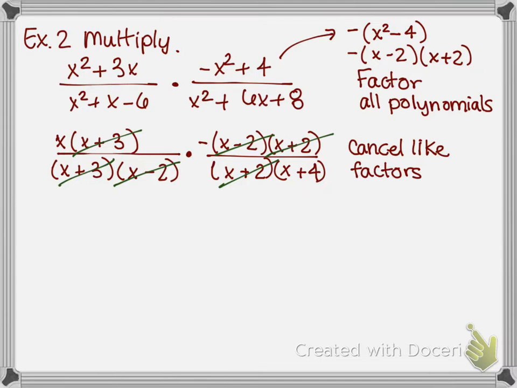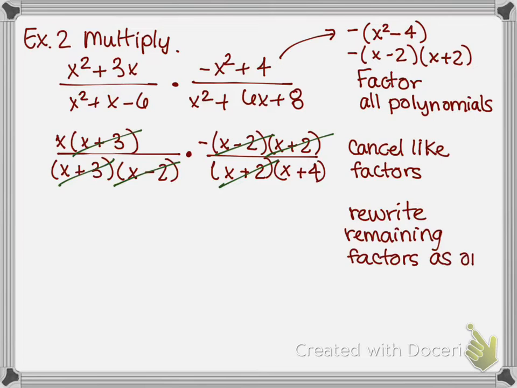I think we've done all the canceling we can. Let's go back and revisit what we have. So what we're going to do to finish up is rewrite the remaining factors as one rational expression.